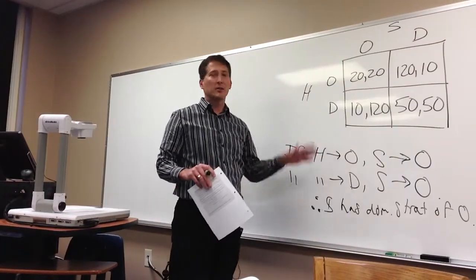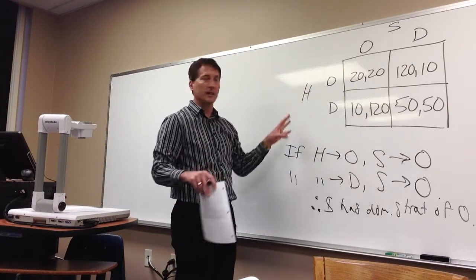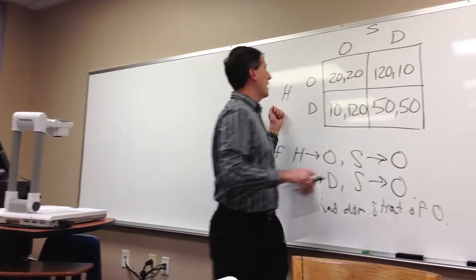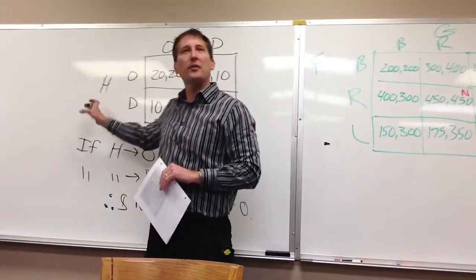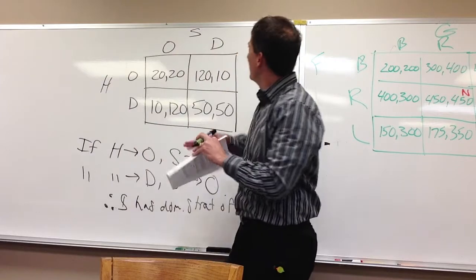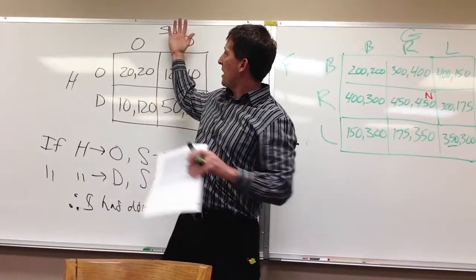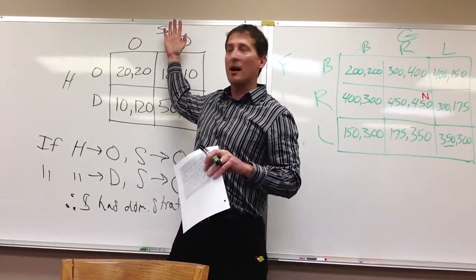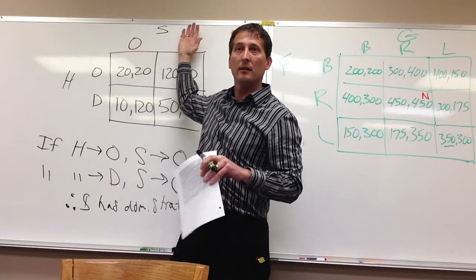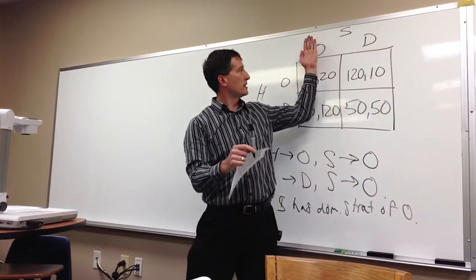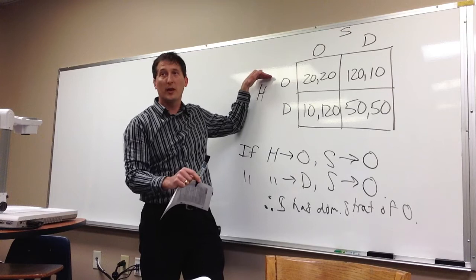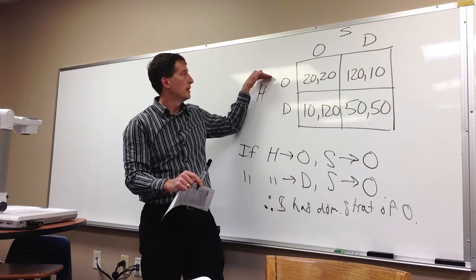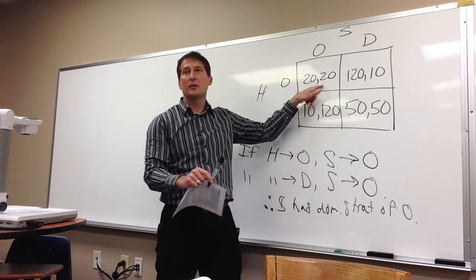Now, let's do the same exercise for Honda. If we're wearing our Honda cap, we want to think about our competitor. Well, what if that sucker Suzuki chooses to offer? What should I do? Offer. 20 is greater than 10. And what if that sucker Suzuki chooses to not offer? What should I do? Offer. Both have a dominant strategy. Both would be offering.